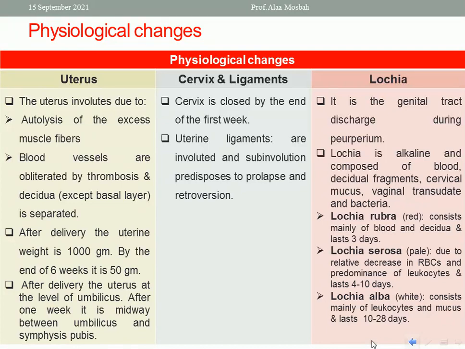Lochia serosa, pale brownish in color due to relative decrease in RBCs and the predominance of leukocytes, and this lasts for 4 to 10 days. Lochia alba, which is white in color, consists mainly of leukocytes and mucus and lasts from 10 to 28 days.